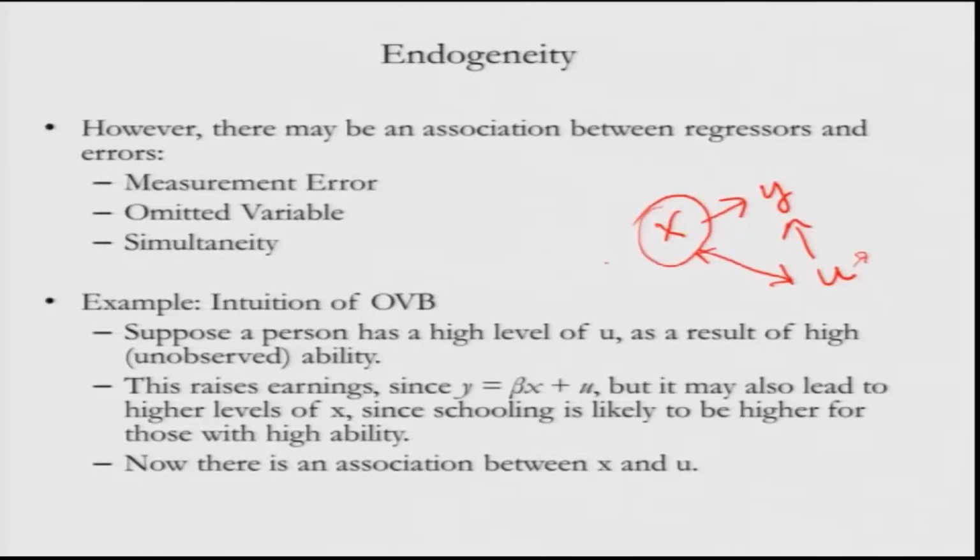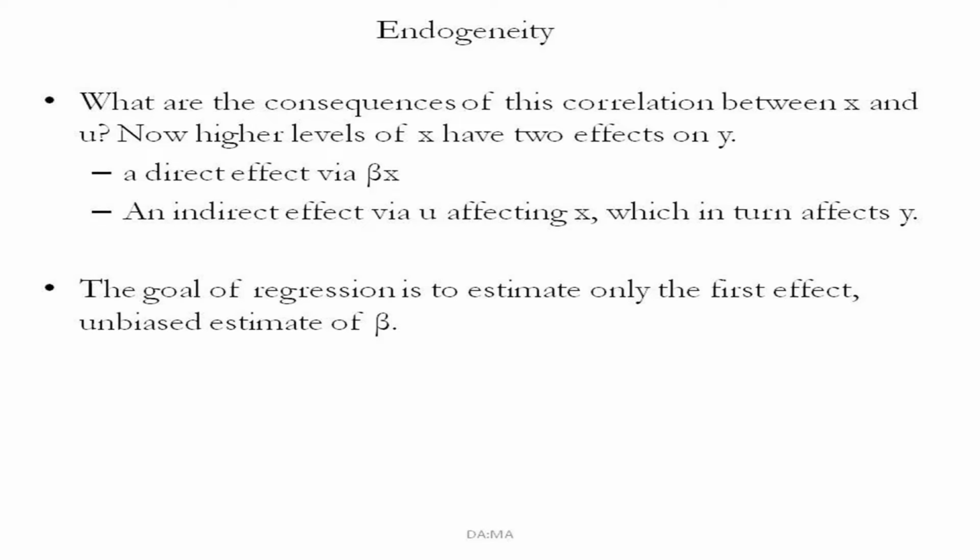But this child, while growing up, might also attain higher levels of schooling simply because the child is more able. Which means now we have an association between x and u, which leads to an additional effect on y, a feedback effect. So now there is an association between x and u, which leads to a higher impact on y. So, what are the consequences of this correlation between x and u?